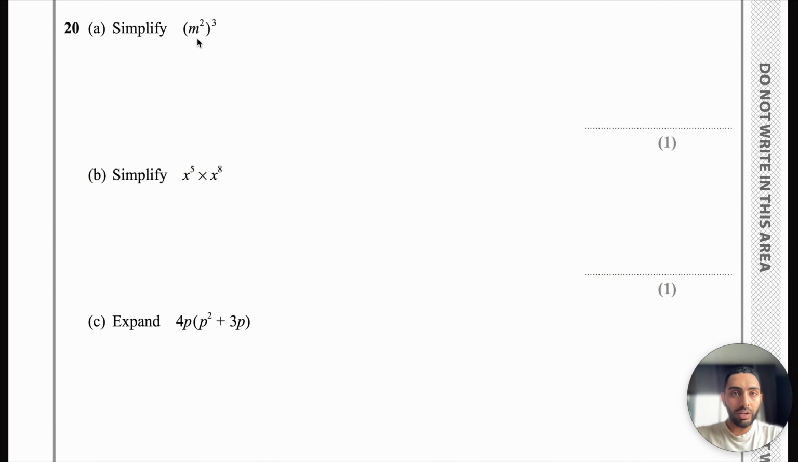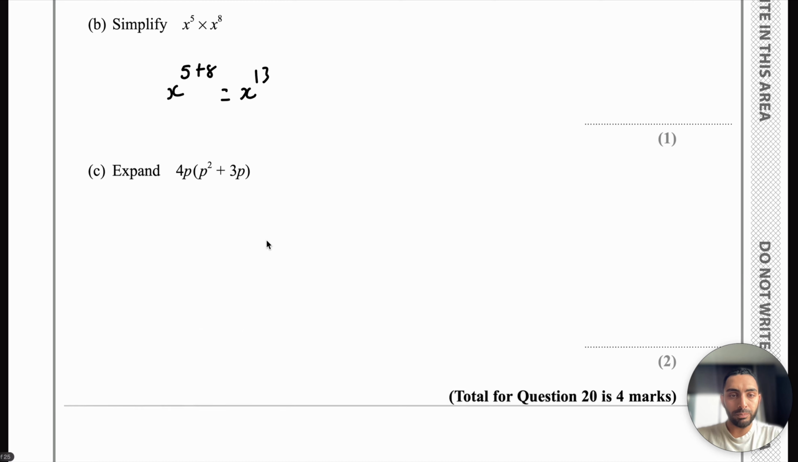Question 20. Simplify m squared to the power of 3. Whenever you have a power to a power, you just multiply them together. So I'm going to do 2 times 3, which is 6. So it's m to the power of 6. Part B. Simplify x to the 5 times x to the 8. Whenever you're multiplying and you have the same base, you just add the powers together. So I'm doing 5 add 8, which is 13, x to the power of 13.